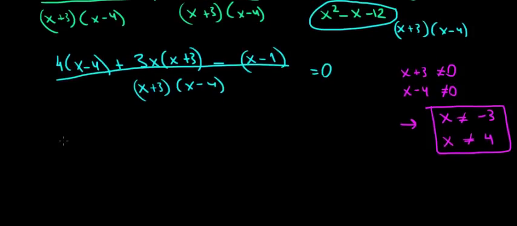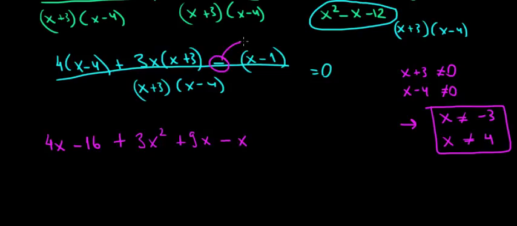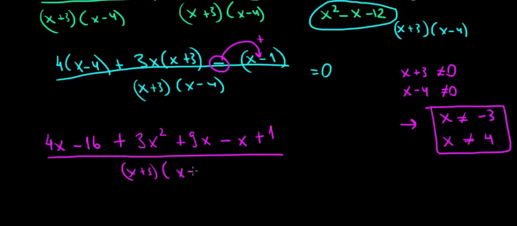Well, we have 4 times x minus 4. Let's open the brackets. 4 times x is just 4x. 4 times minus 4 is minus 16. Plus 3x times x is 3x squared. 3x times 3 is 9x. And then minus x minus 1 changes the sign into a positive. So we have plus 1 divided by x plus 3 times x minus 4 equals 0.